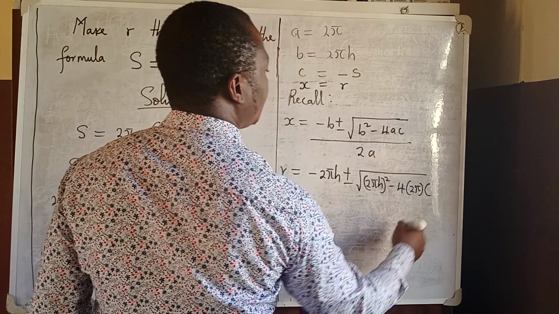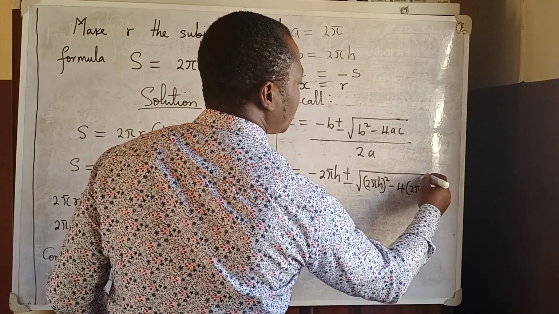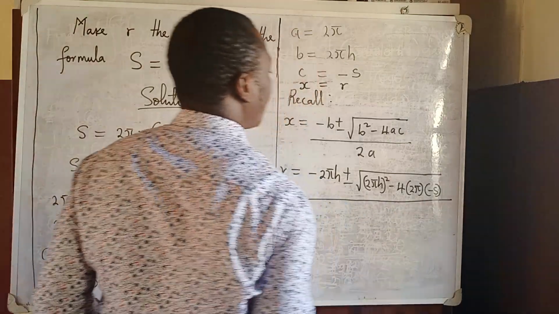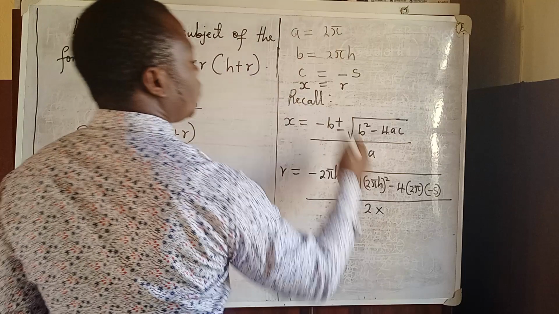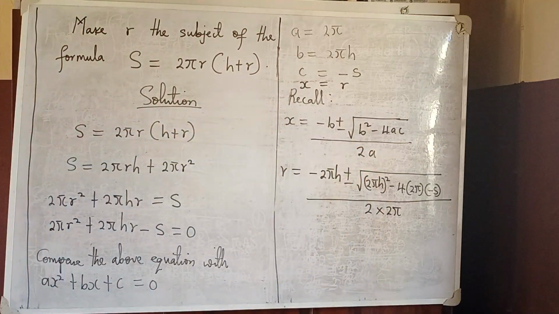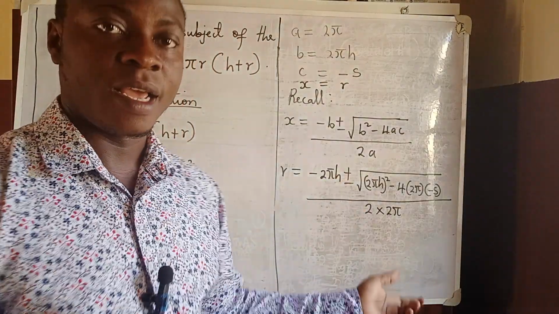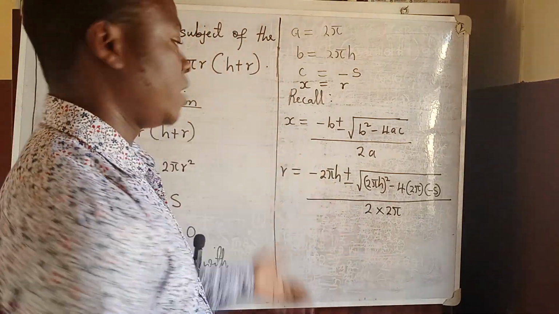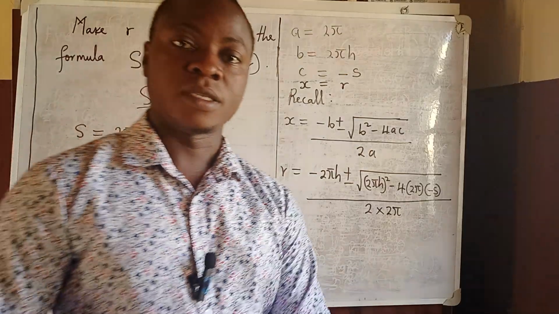All right, and C is minus S. So I'll write minus S. Remember, the square root is covering everything, all over 2 times 2 pi. You know, our A is 2 pi. So that is done. Now it's just for us to simplify that and everything will be solved. The R is already made the subject of this formula, so it's just for us to simplify this, and that is the answer.